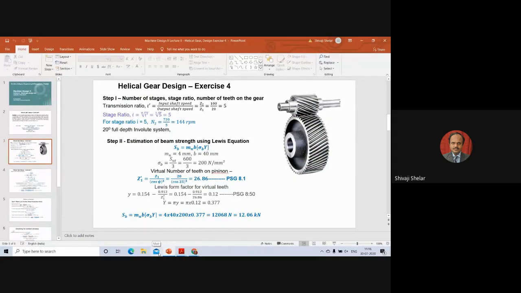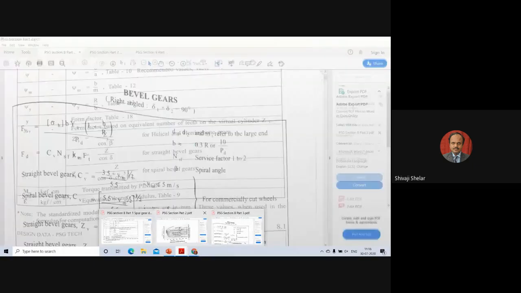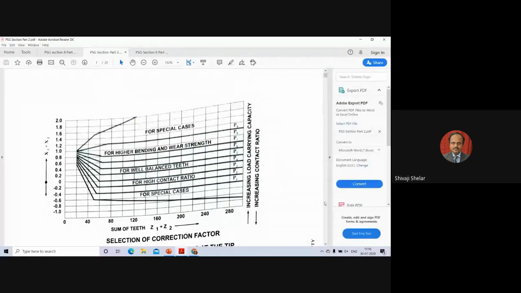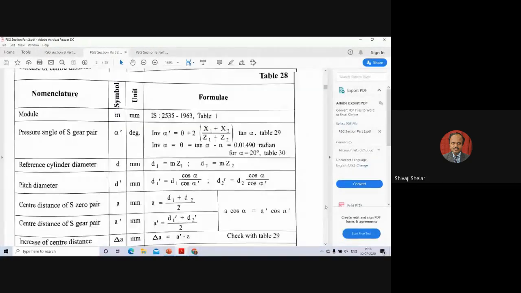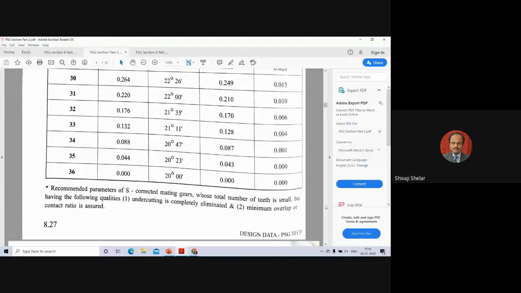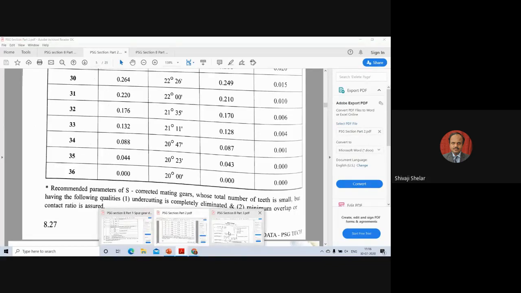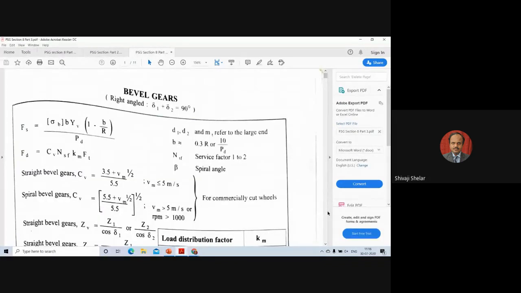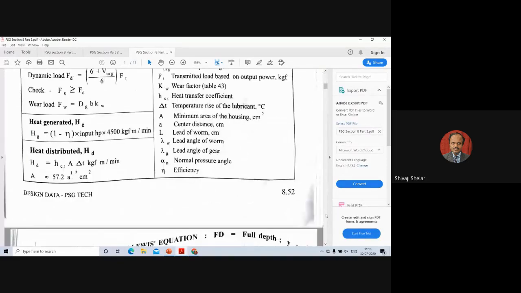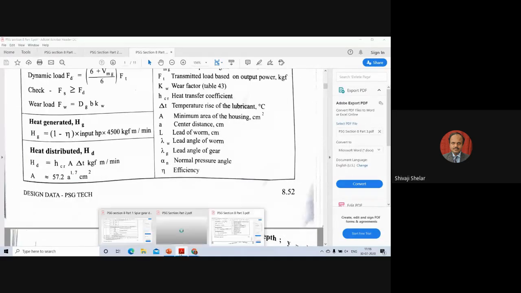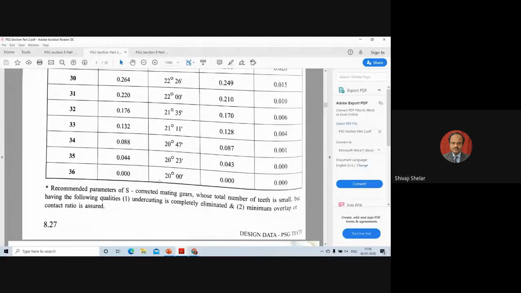Let's check the formula here. It is on page number 8.50. Let me check page number 8.50 here. I think it is the last one, around page number 23.